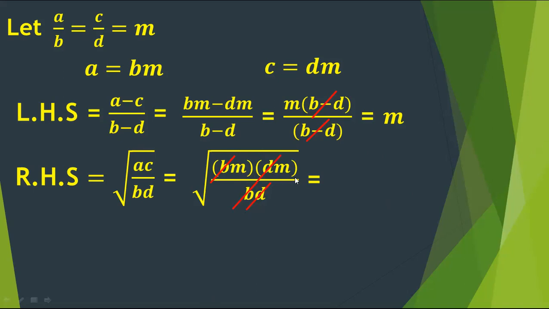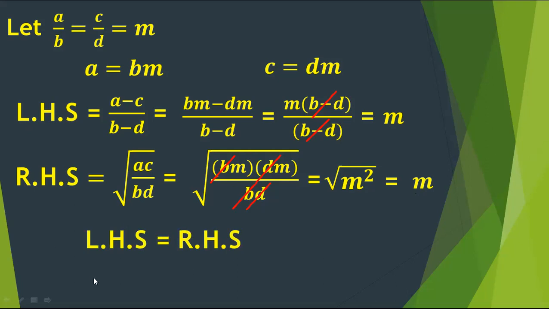M times M: when we multiply the same bases, add the power. Then equals root of M power 2. We can cancel root with power 2. Yes, super excellent. Then the result equals M. Then left hand side equals M and right hand side equals M. It means that left hand side equals right hand side. Right. The final step, LHS equals RHS.